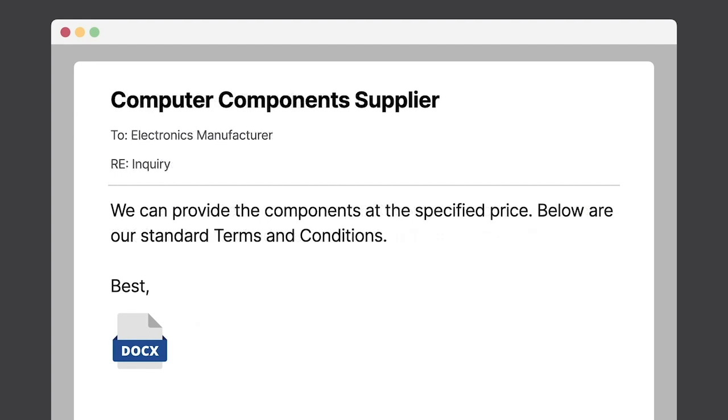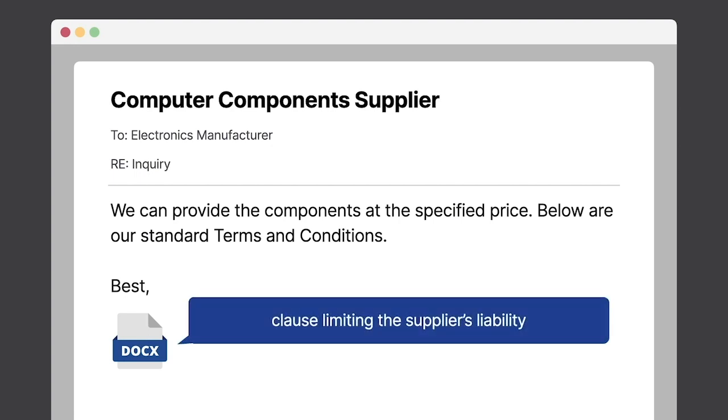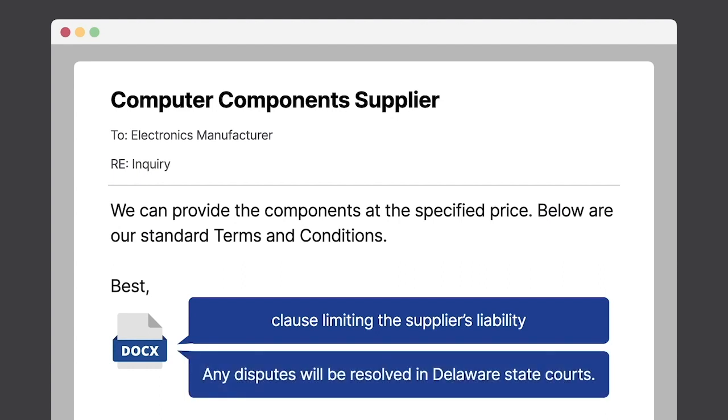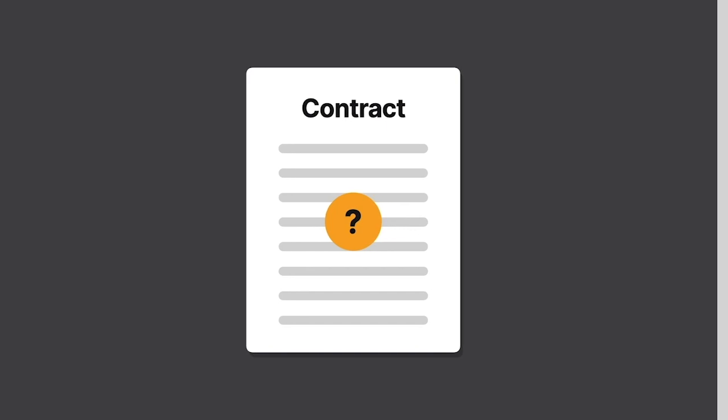The supplier responded that it could provide the components at the specified price. However, in the email, the supplier included its own terms and conditions, including a clause limiting the supplier's liability and a clause stating that any disputes arising from the transaction would be resolved in Delaware state courts. The parties exchanged no further emails but began performing. Was a contract formed? And if so, what are its terms?